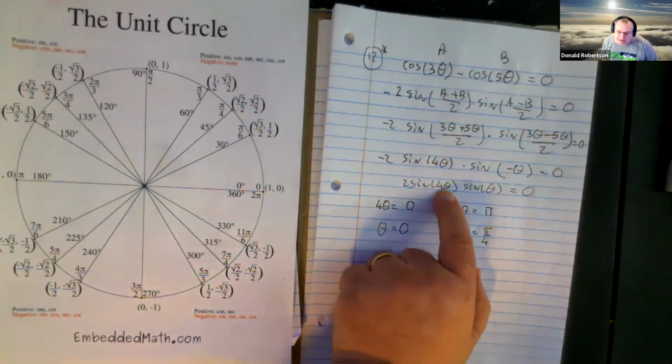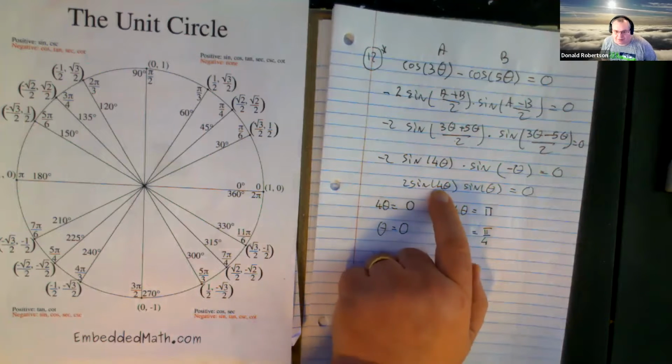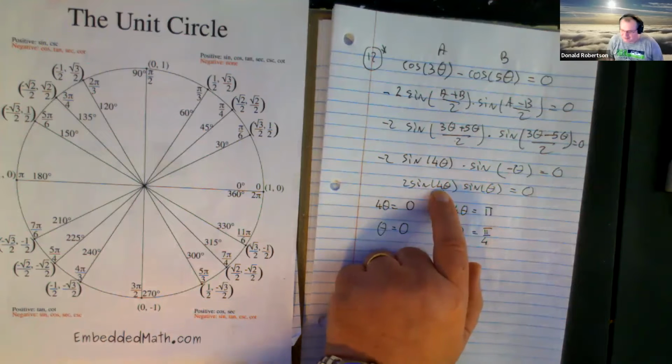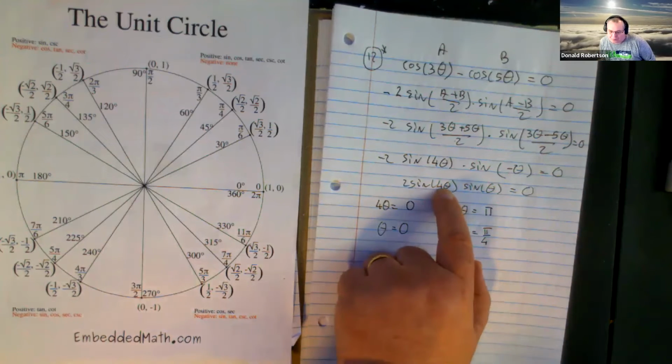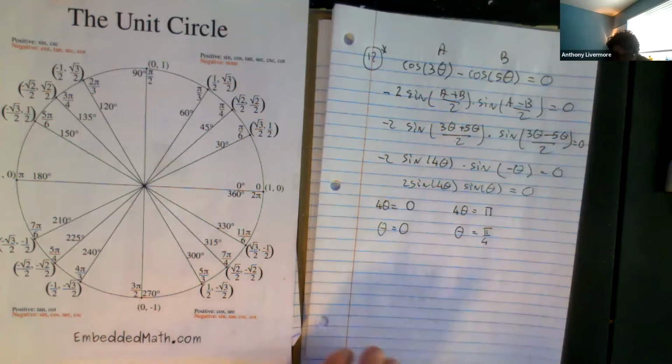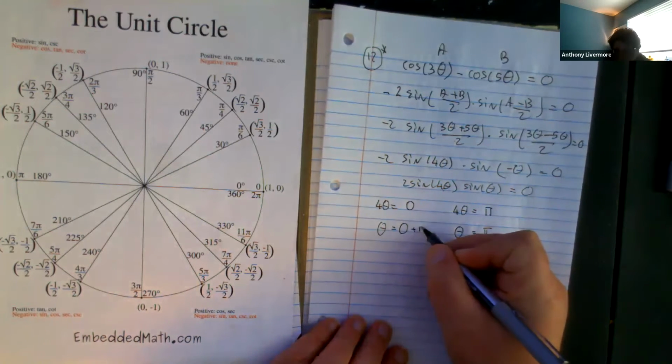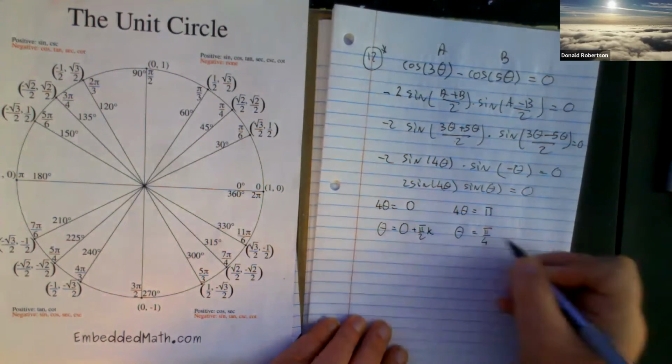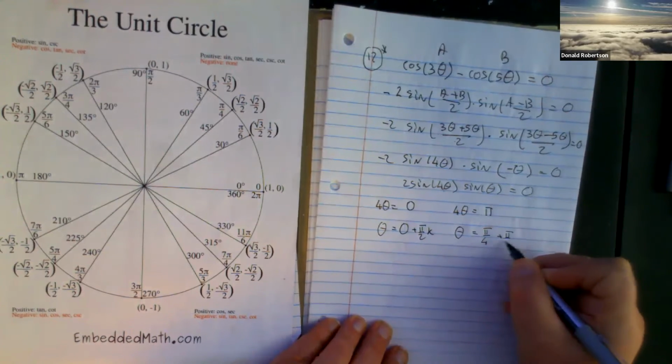What is the period of sine 4 theta? That's what I'm trying to say. What is the period? Pi over 2, right. So technically, pi over 2k plus pi over 2k.